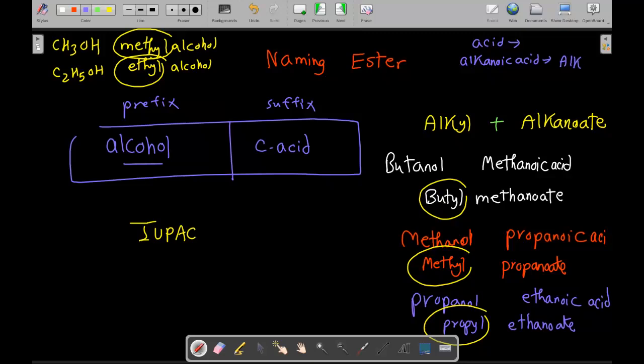into alkanoate. So remove the oic and put ate instead. So methanoic will be methanoate. Propanoic will be propanoate. Ethanoic will be ethanoate.